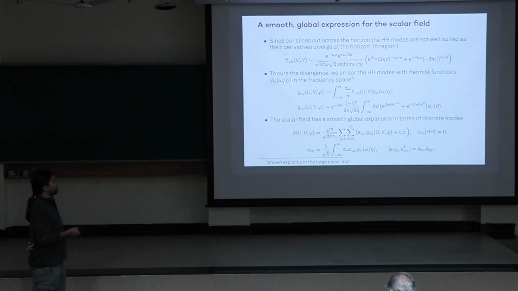So it's good that we have a nice scalar field expression on the full space-time, but now I want to pull it back on these maximal slices, and there is a problem. The problem is, since our slices will cut across the horizon, the Hartle-Hawking modes are not well suited because their derivatives diverge at the horizon. So what I eventually want to do is write down the Hamiltonian for the maximal slicing.